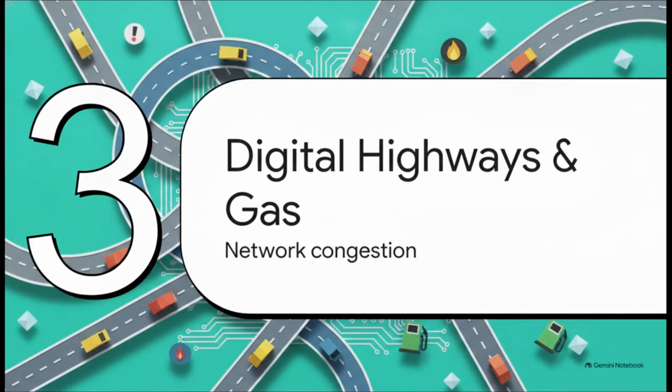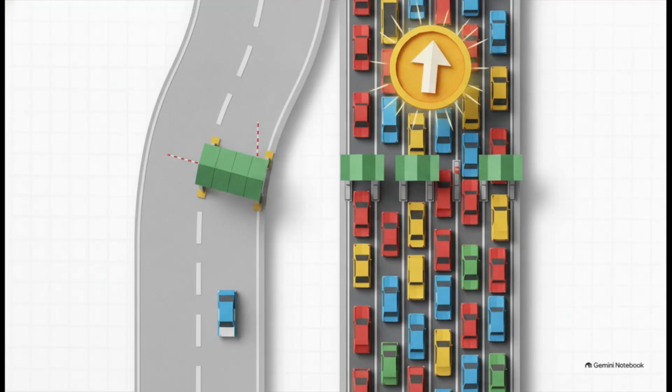Section 3. Digital highways and gas. Network congestion. To really visualize how this limited space works, it helps to think of a blockchain as a digital highway. When there are only a few cars out on the road, traffic moves perfectly smoothly, and the toll is cheap. But what happens when thousands of cars try to merge onto that exact same highway at the exact same time? Complete congestion.